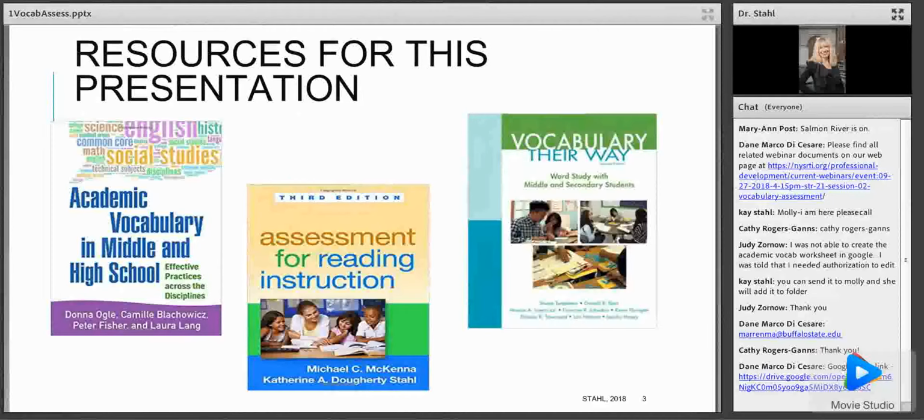I don't think I gave enough attention to the books that I used last week, so I wanted to make sure that I give attention today to further resources. Throughout the entire series, I will be relying most heavily on the Donna Ogle, Camille Blachowicz, Peter Fisher, and Laura Lang book, Academic Vocabulary in Middle and High School. A lot of the examples I will be sharing come from there, even though some of the research may have come from other sources. That book has lots of generic activities that we'll be talking about in October, but it also has a chapter for each specific discipline, which is really helpful.